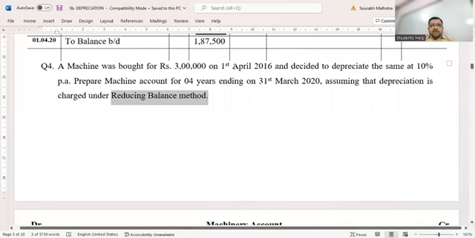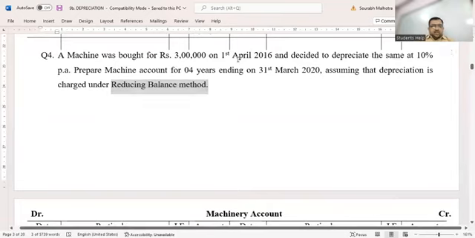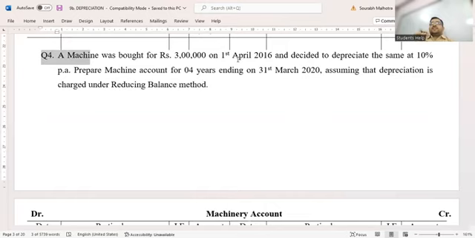So we have the next method with us. Children, as I said, bookkeeping, accounting would remain same. Only calculations would be different. So the question goes like this.